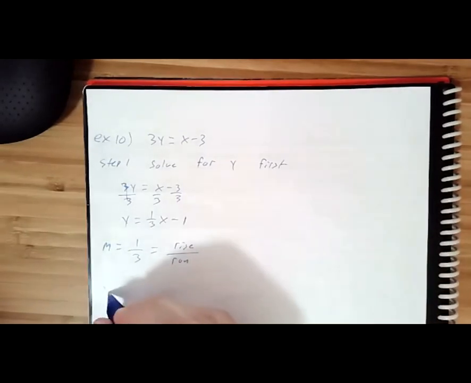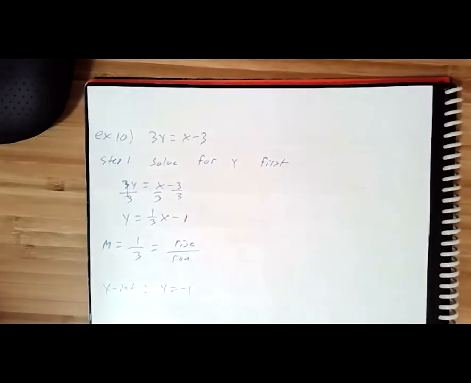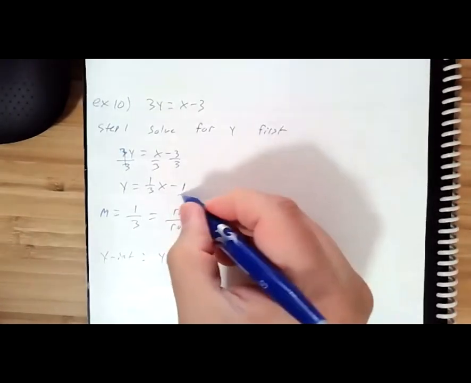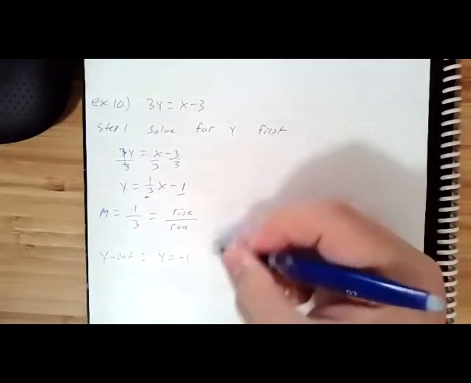The y-intercept, we can see, is going to be -1, right? It's right there. So solving for y gets us 2 in the answers.